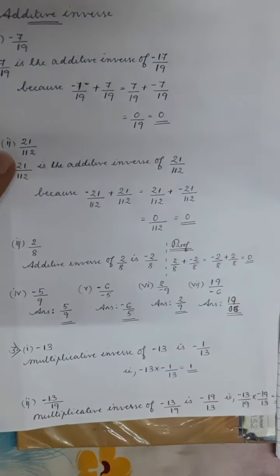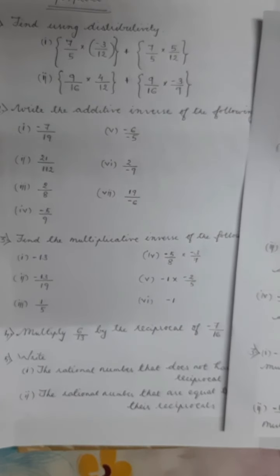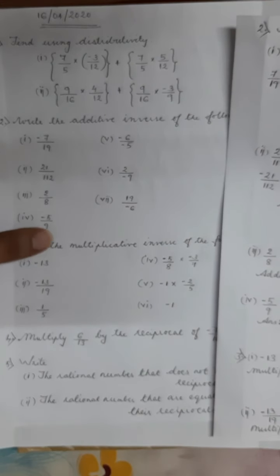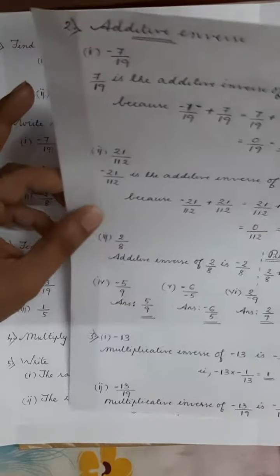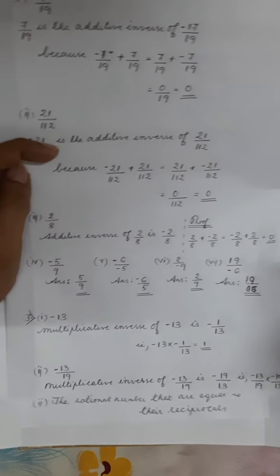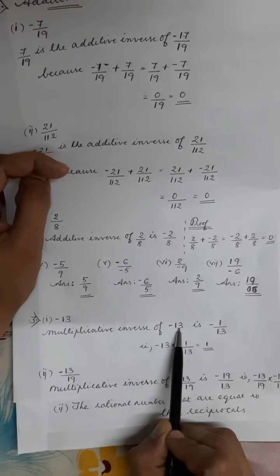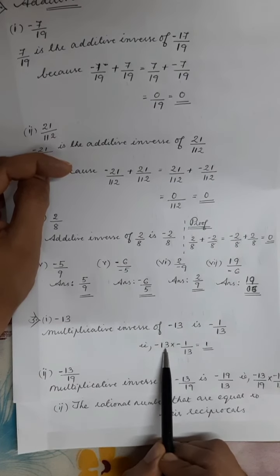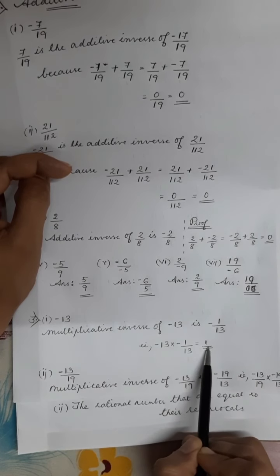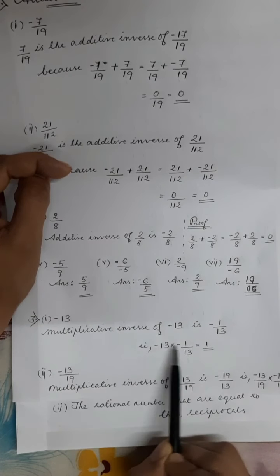Okay, the next question, the third question, was: find the multiplicative inverse of the following. You need to find the multiplicative inverse. So the first question is minus 13. What will be the multiplicative inverse? We know that a by b into b by a equals 1. We need to prove that. That is what is called the multiplicative inverse. So here the multiplicative inverse of minus 13 is what? Minus 1 by 13. Only then, when we do a by b into b by a, we get 1. And here also you need to write the proof like this.